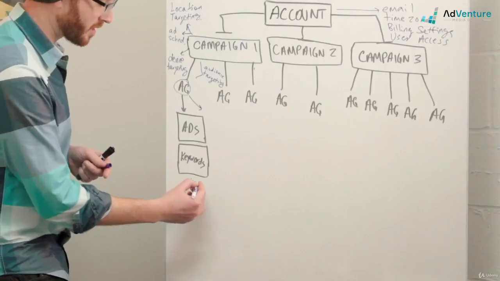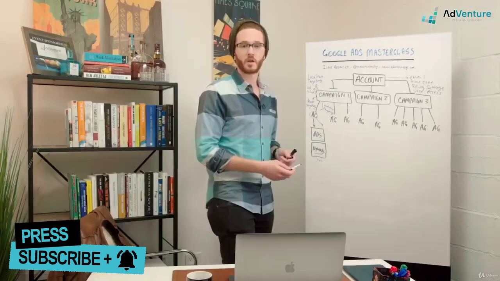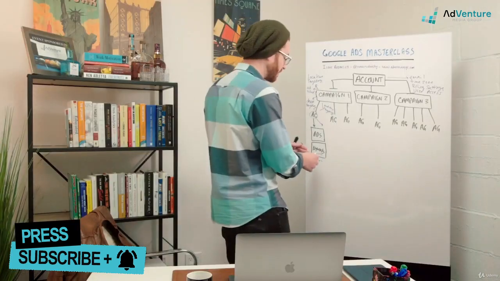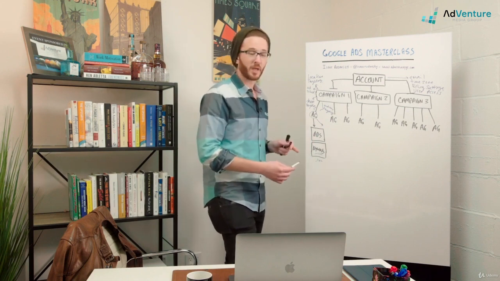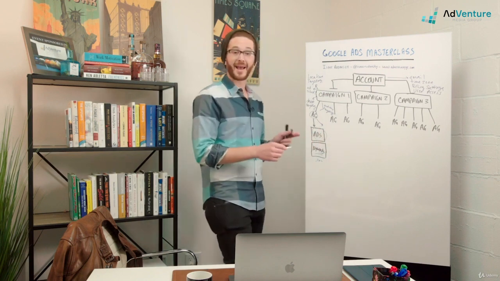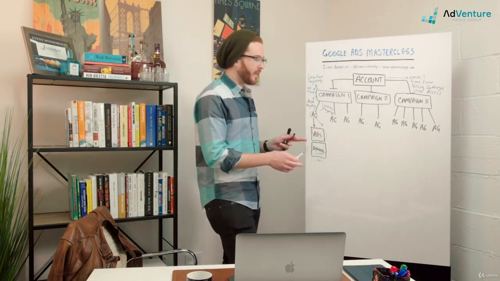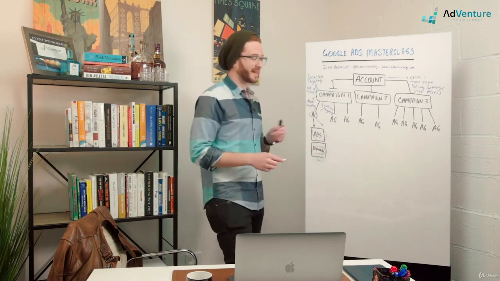You could have hundreds, thousands of keywords, not hundreds of thousands, there is a limit to the amount of keywords. Google does change that from time to time. You could have many, many different keywords and many different ads inside one ad group. And what that would mean is that all the ads inside one ad group, let's say you have 20 ads, they'll be eligible to be shown for any one of the keywords inside that same ad group.